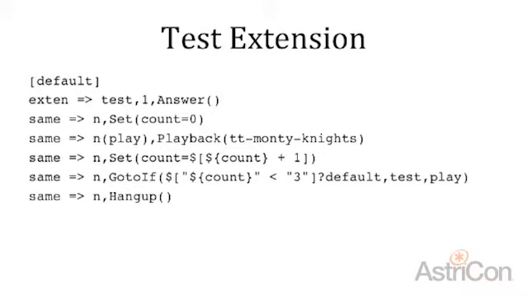Then here I'm going to play back an audio file called TT Monty Nights. Then I increment the count. Here I'm using an expression, which is $ square brackets. And I'm saying set the count variable to its previous value plus 1. Then I'm routing conditionally. Is that value less than 3? If that's true, if it is less than 3, then go to default, test, play, which is the default context, the test extension, and the play priority. I use a priority label there. And if not, you can see I've omitted the false destination. It's just going to fall through to the next priority.